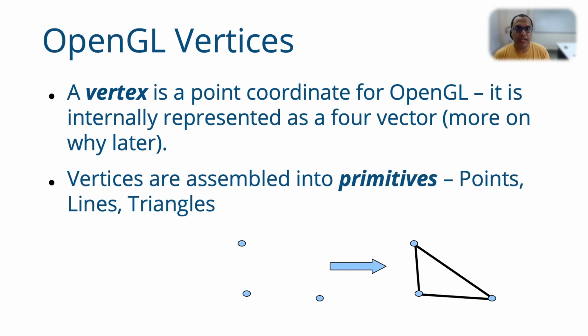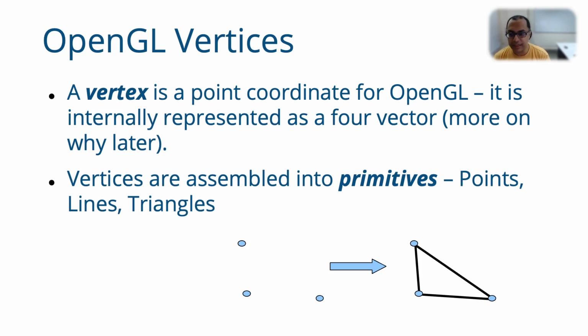So OpenGL primarily takes as input geometry data. The most fundamental concept that OpenGL deals with for representing geometry is a vertex. A vertex is a point coordinate for OpenGL. It is internally represented as a 4-vector, that is, a vector with 4 components, and we will figure out what these 4 components are. For now, you just take it as a point in 3-dimensional space.